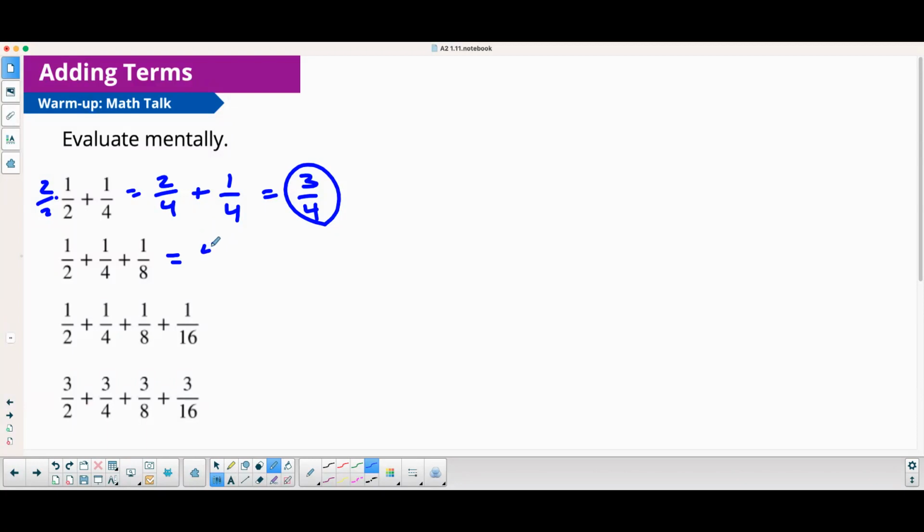Next one's going to be 4 over 8. I multiply this by 4 over 4, and this by 2 over 2. 2 over 8 plus 1 over 8. Add those all up, and I get 7 over 8.